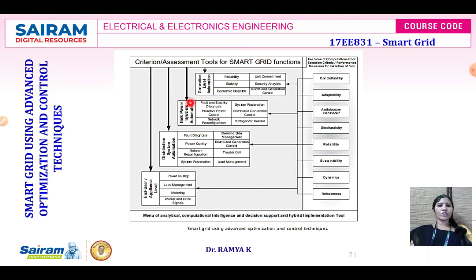If you come back to your bulk power system automation, we'll have fault and stability diagnosis, reactive power control, network configuration, distributed generator control, and voltage VAR control. So this is mainly meant for your power factor improvement. Why? Because reactive power control will lead to power factor improvement. Distributed generation control will make the system distribute the power among themselves with respect to your renewable energy and conventional energy. Distribution system operation.